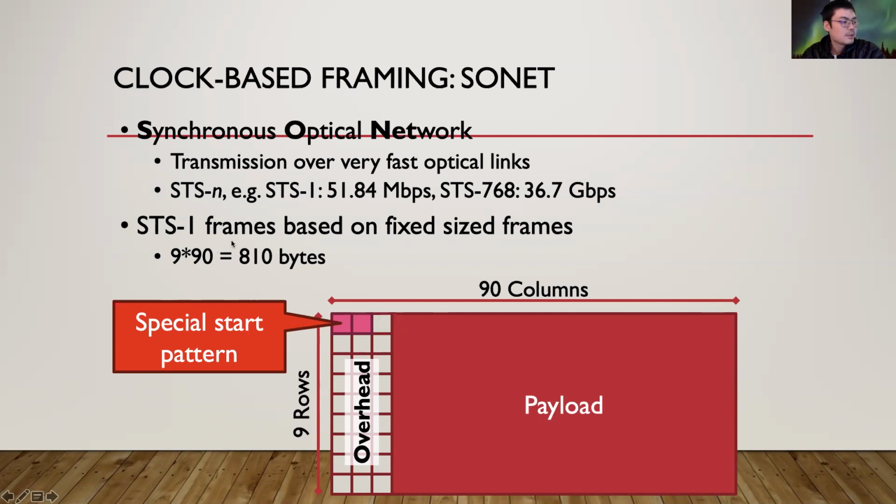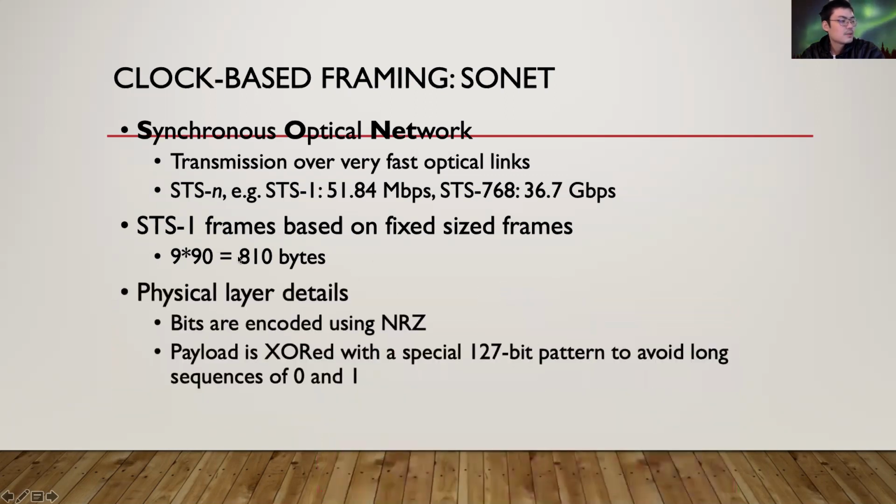So the STS-1 protocol, the frame structure. This is the frame version. It's based on fixed size frames, because the clock is fixed and our frame size is also fixed. So it just sends a frame using that many clocks. The size is actually 9 by 90, and there's a small overhead at the beginning. You can see just one frame sends so many bytes. Because it's a very fast optical link, we have to synchronize the clocks.